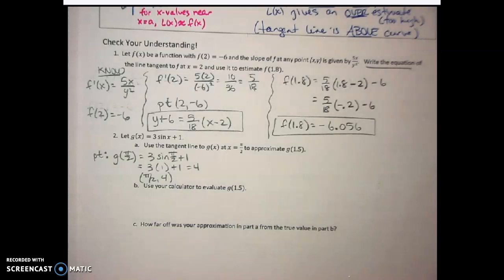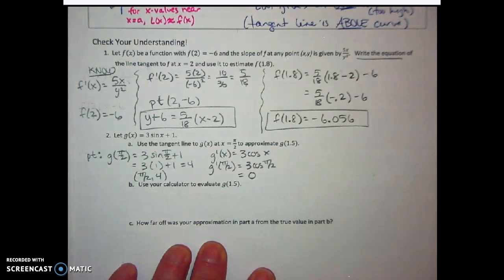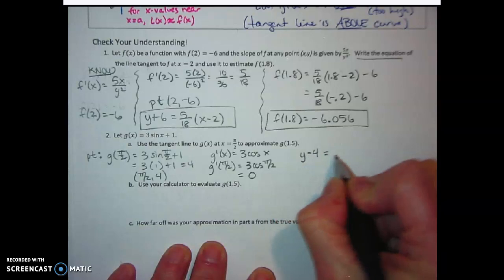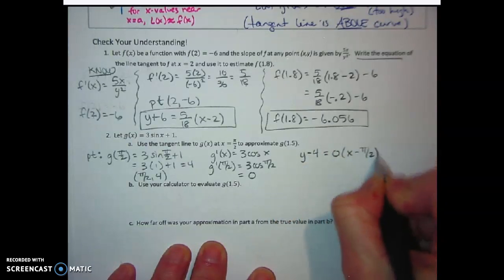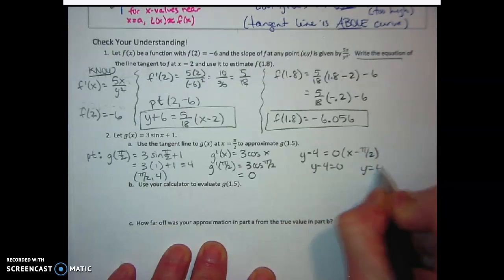I need a point, so the first thing I did was I plugged pi over 2 into my function so I could get a y-coordinate. So my point is pi over 2 and 4. Now we need to take the derivative of g of x so that we can find the slope at pi over 2. Finding the derivative, I get that my slope is 0, so now I can write my equation. y minus my y-coordinate equals my slope times x minus my x-coordinate. So I get y minus 4 equals 0, y equals 4.